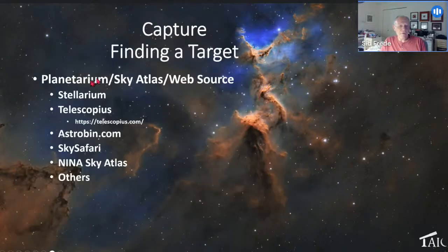And then after I've identified the target, Stellarium I use almost all the time. Telescopius is a web-based application. It's very, very good. Astrobin gives you a lot of information on a whole variety of targets. I also use Sky Safari, which is an iPad application. It's very, very good and really inexpensive. And for my larger scope, the 2000 millimeter SCT, I use a program called NINA to control that. And within NINA, it also has a sky atlas. Now, there are many, many others that essentially do the same thing that allow you to visualize your target.